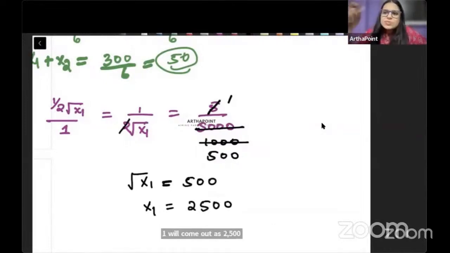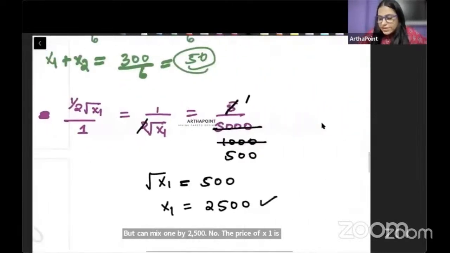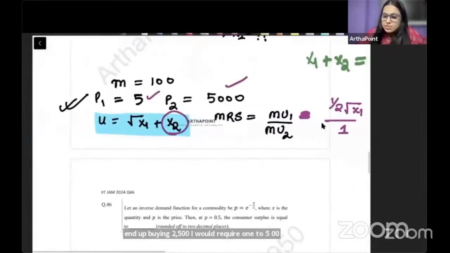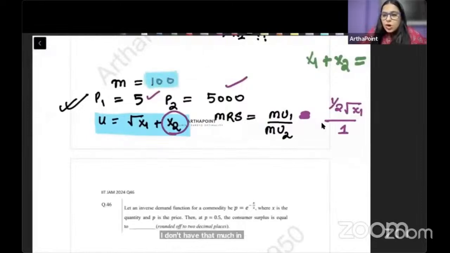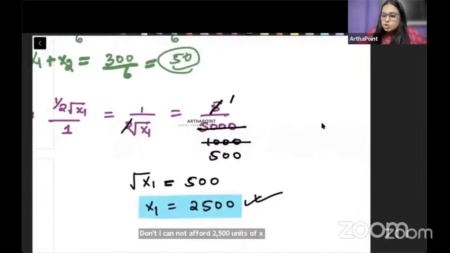But can x1 be 2,500? No. The price of x1 is 5 rupees. If I end up buying 2,500 units, I would require 12,500. I don't have that much income. My income is just 100. So I cannot afford 2,500 units of x1. My optimal x1 is not affordable.